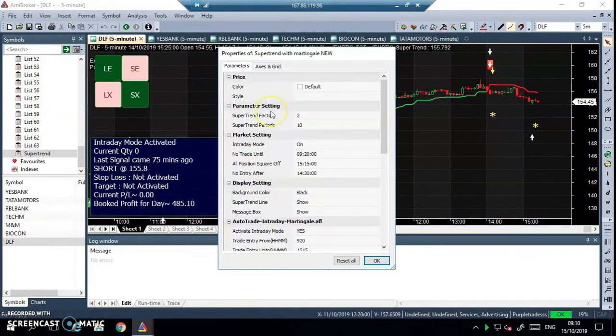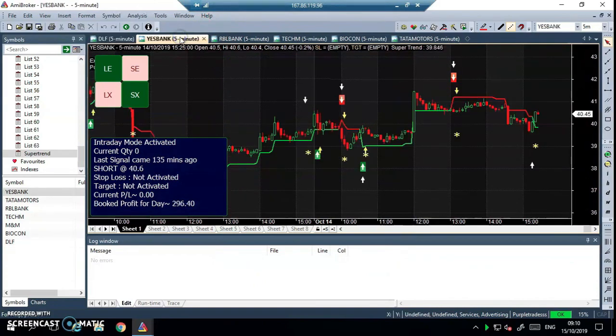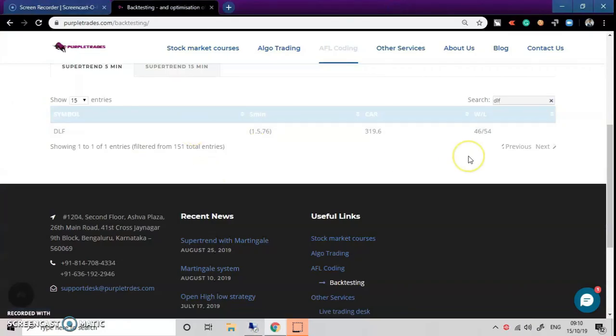On the website it was mentioned 1.576, so I change accordingly. Similarly, I will do this for all the stocks. For different stocks, I have different Supertrend parameters, so I'm applying different Supertrend parameters.